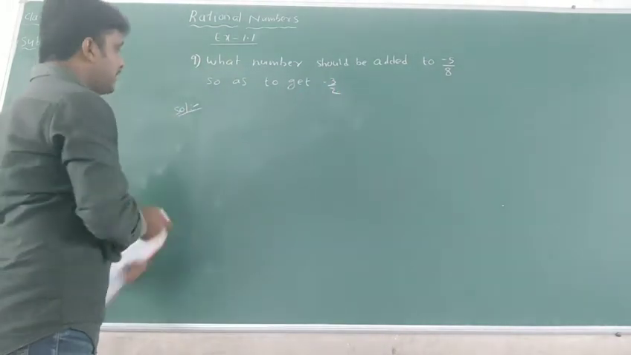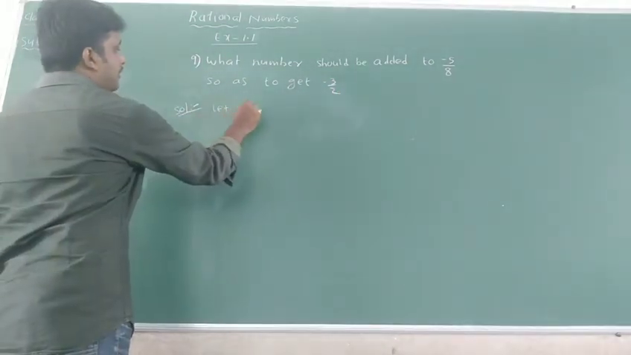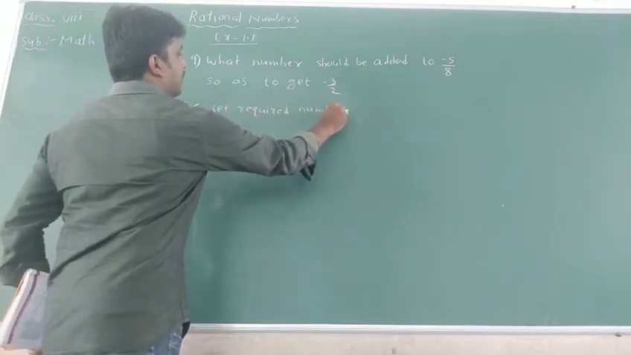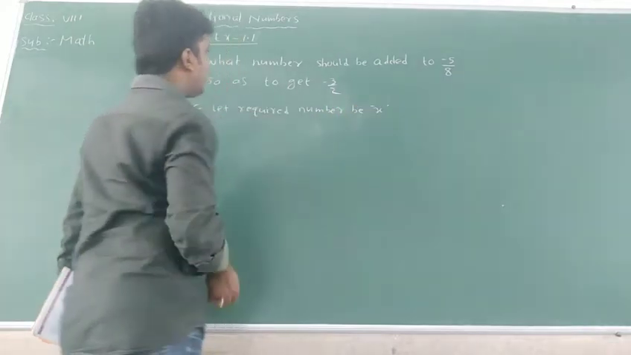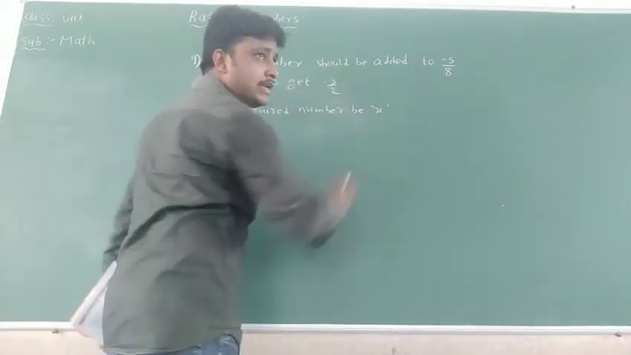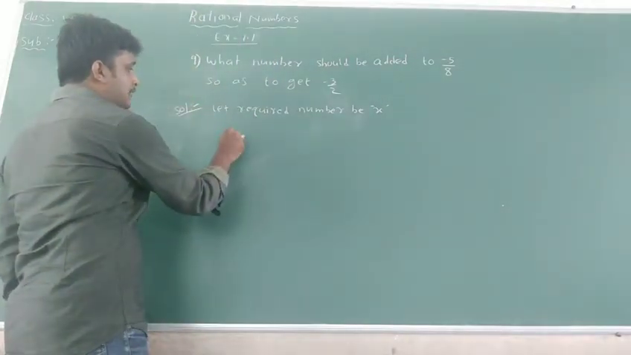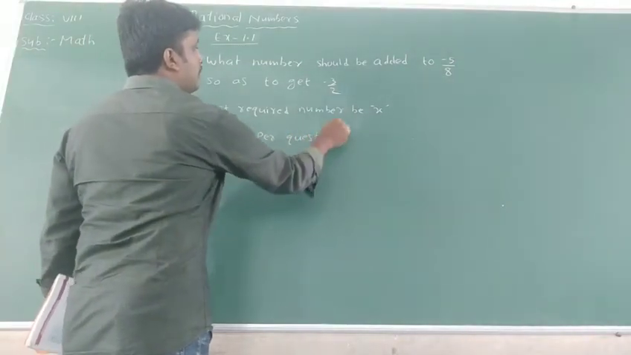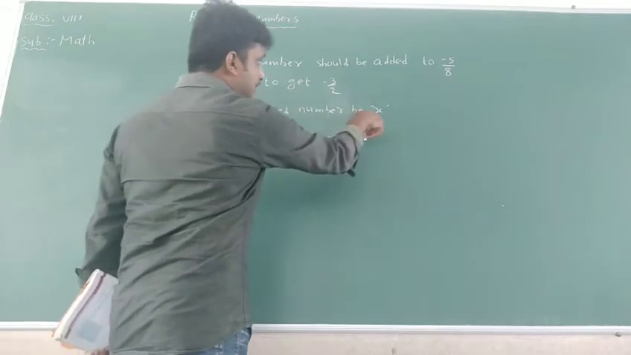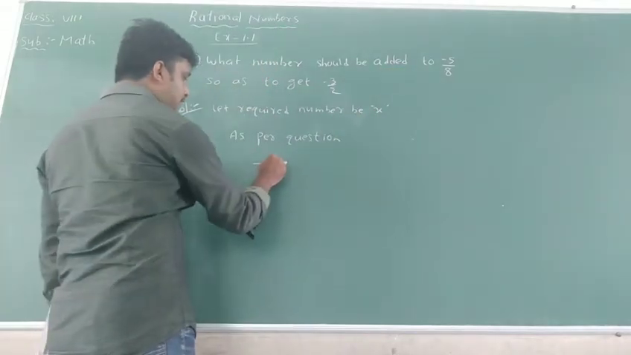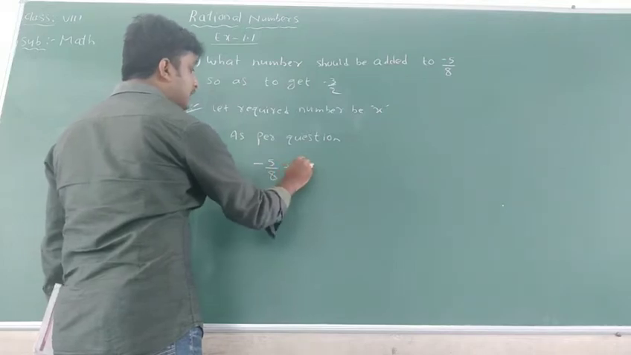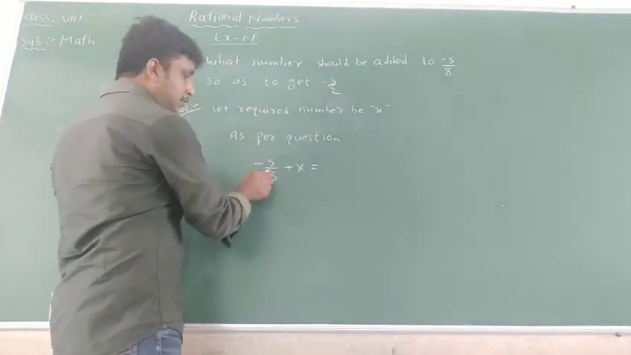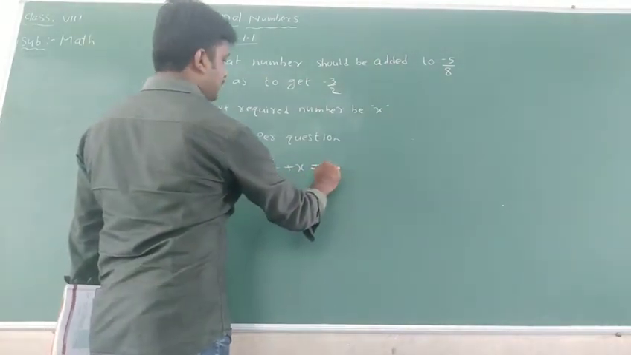So the required number, let us assume, let the required number be x. So what we have to record from the question? What number should be added to minus 5 by 8? As per the question, the required number is x. We have to add it to minus 5 by 8. So minus 5 by 8, I am adding x. As I add x, what do we have to get? We have to get minus 3 by 2. So minus 5 by 8 plus x is equal to minus 3 by 2.